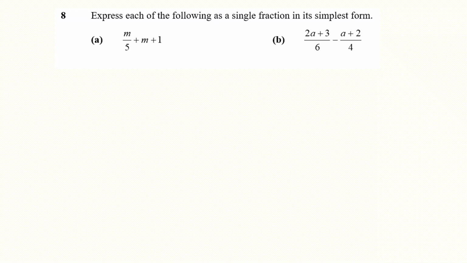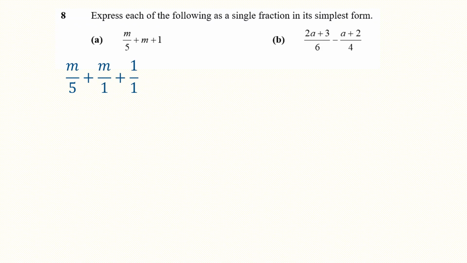We are asked to express each of the following as a single fraction in the simplest form. In part A, m over 5 plus m plus 1. Of the three terms there, only one is expressed as a fraction, that is m over 5. So we're going to express m also as a fraction. m can be written as m over 1 because m divided by 1 will just give you m, and 1 can be written as 1 over 1.